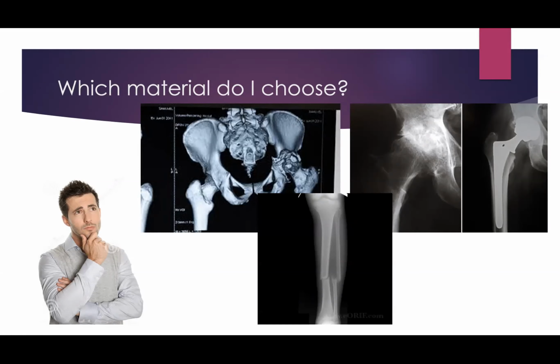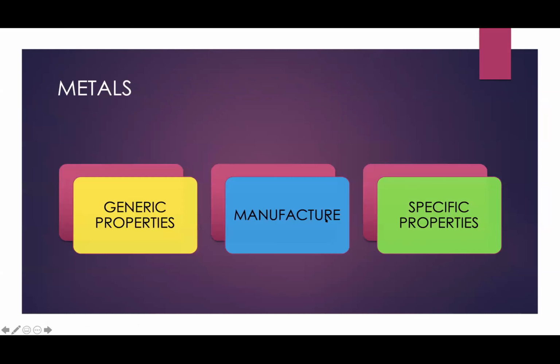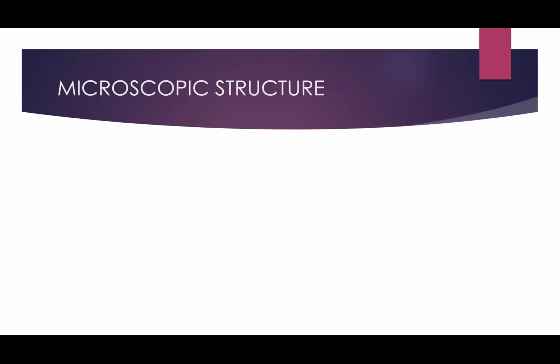something like titanium. And in all those cases, when I learn biomaterials, I try and link it to a clinical scenario because it just sticks in my head a lot easier. So with metals, I want you to break it up into generic properties of the metal, how they're manufactured, and then specific properties for each metal. So in terms of generic properties, I break it up into microscopic and macroscopic.